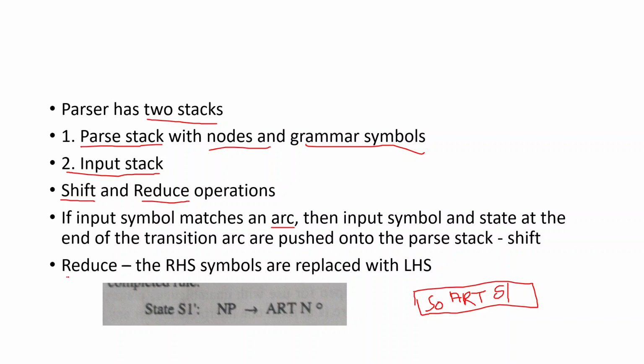Now, in the case of a reduce operation, say in a state like this, if you look at this as an example, the right hand side has actually been processed, so you can replace it with the left hand side. You can pop out whatever the right hand side is on the stack and replace it with the left hand side, the noun phrase. So these are the operations involved.